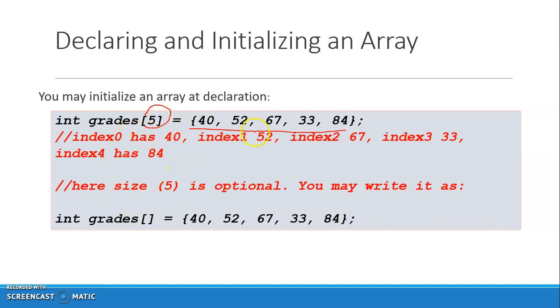When you are initializing immediately, you can omit the size of an array. You can just have something like this, then equals, and you specify the numbers. So the size of the array will be determined from the number of elements listed.